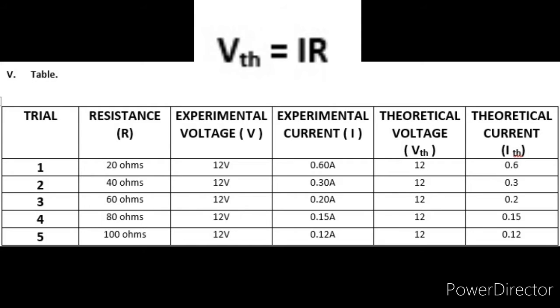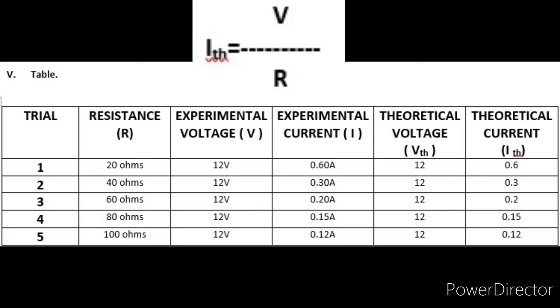In doing the theoretical voltage, we use the formula VTH equals experimental current times the resistor. So 0.60 times 20, 0.30 times 40, 0.20 times 60, 0.15 times 80, and 0.12 times 100, all of which result to 12.